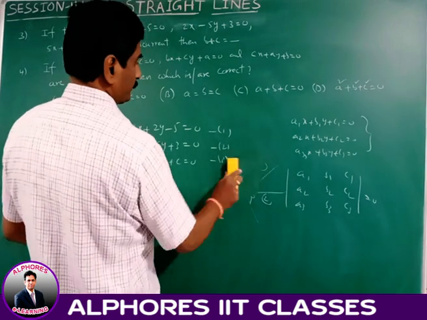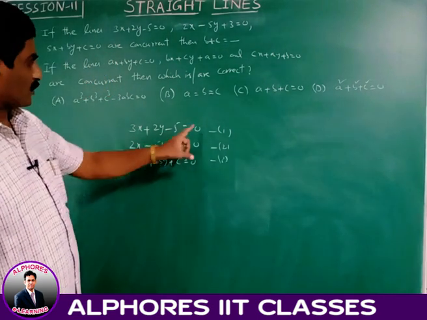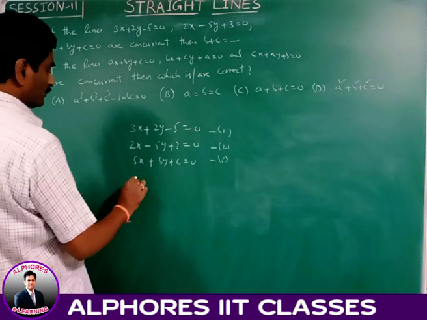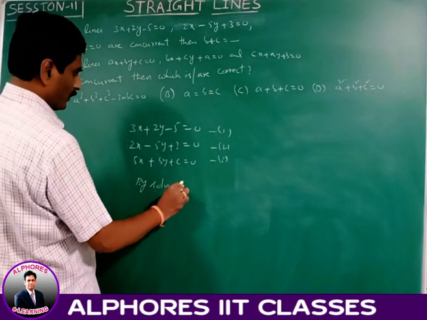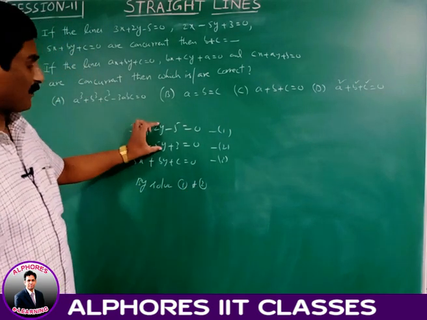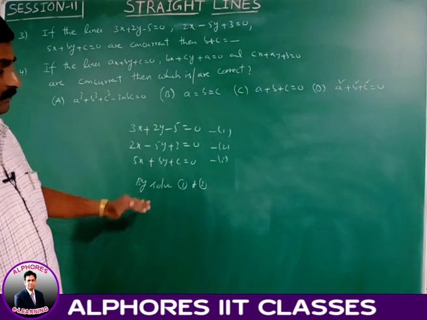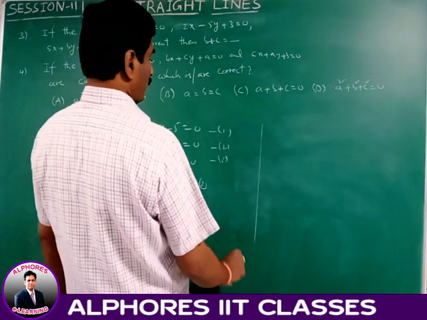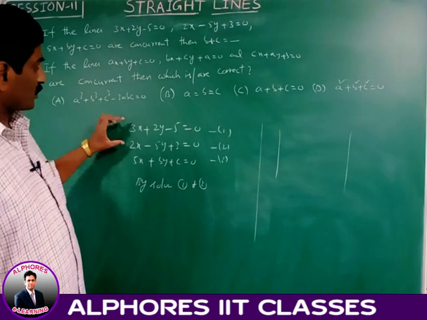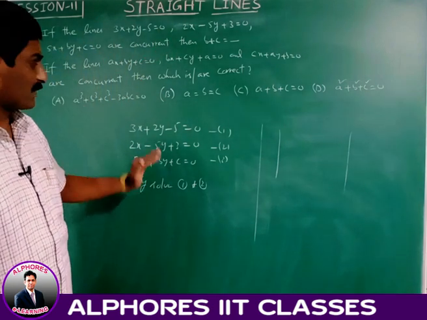First, the given lines: 3x + 2y - 5 = 0, 2x - 5y + 3 = 0. These are the lines. By solving 1 and 2, this is the first method. By using the cross multiplication method, we find the point of intersection and substitute that point in the third equation. In the second method, what is the condition? The determinant of a1 b1 c1, a2 b2 c2, a3 b3 c3 is equal to 0. In the first method, you solve these and find the point of intersection and substitute that point in this equation, we get b + c. It is the first method.